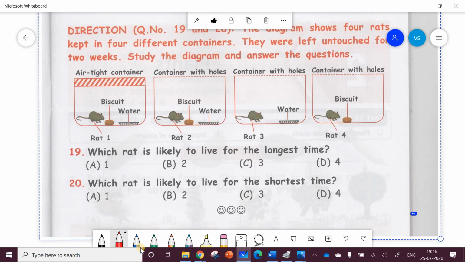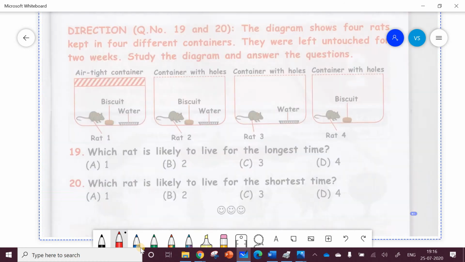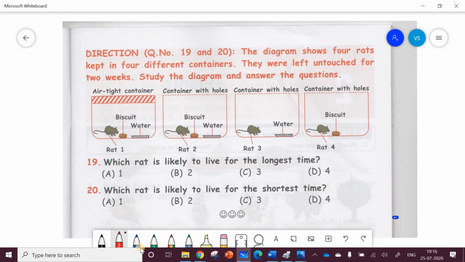Which one is that? Rat 1? Can you explain why? No air. Correct. No air will come in. But he can eat. Yes, but there is no air. And if air comes, then he will survive. Otherwise, if there is no air, then he will not survive. Right. So both the answers are correct.